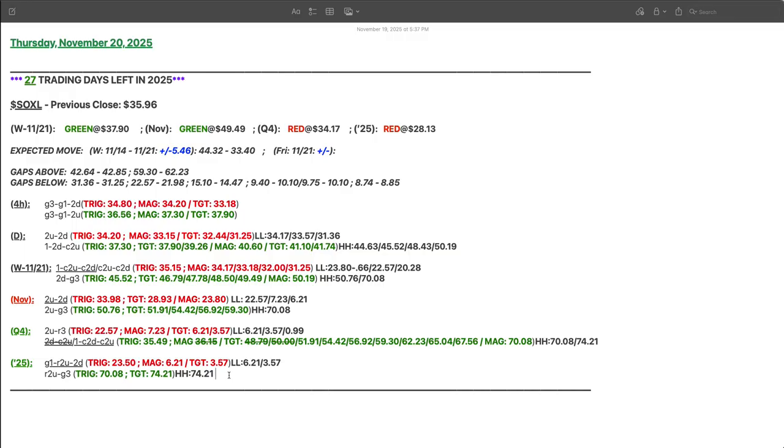Those are your triggers and targets from everything from the scalp chart to the 1-year chart. Right, so I hope we've covered everything.